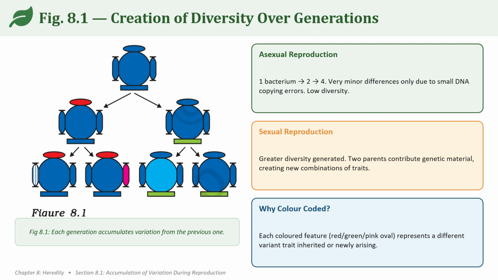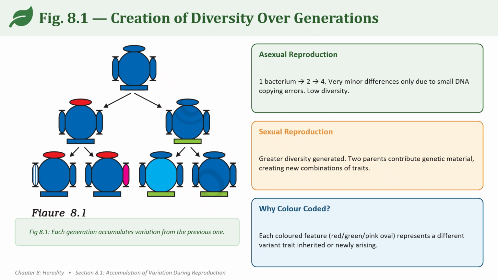And what happens in sexual reproduction? Two parents contribute the genetic material. So that is why new gene combinations are formed, and the diversity is very high. For example, humans, animals, flowering plants.